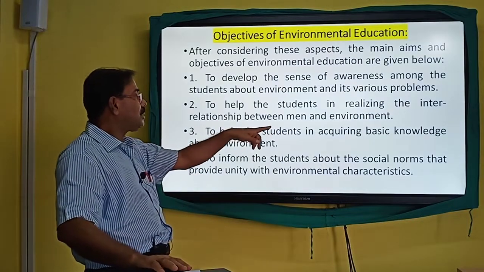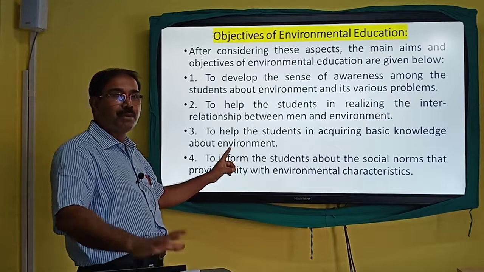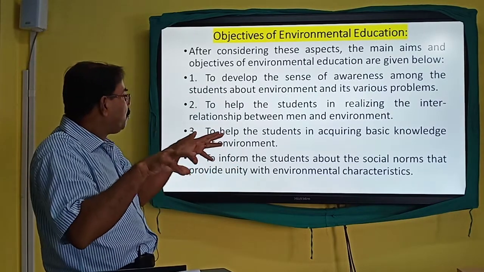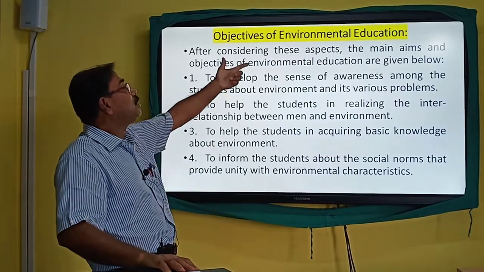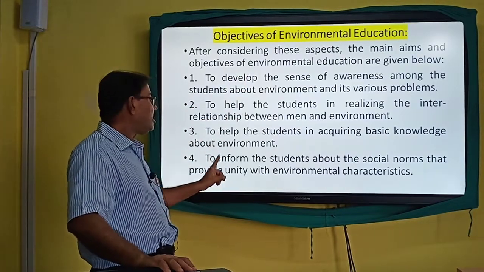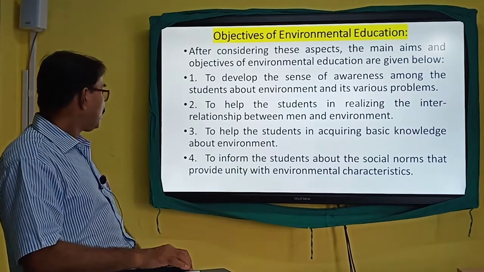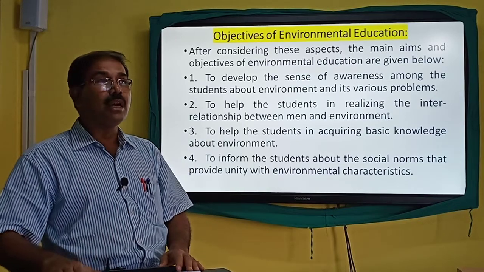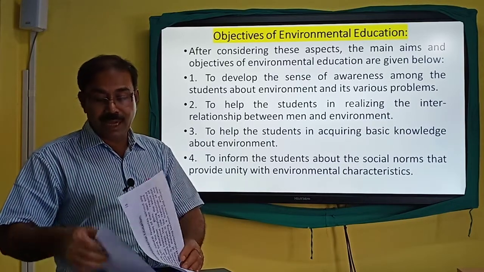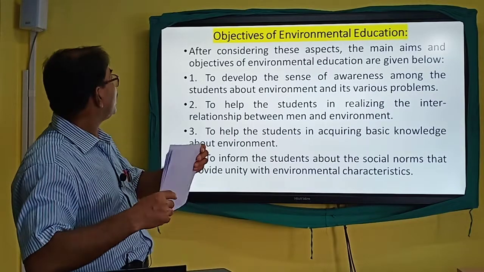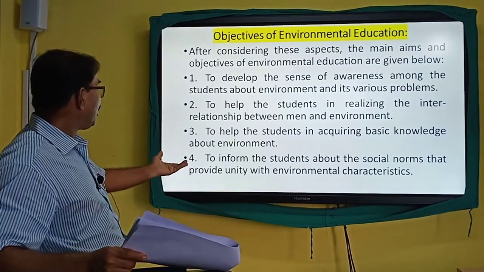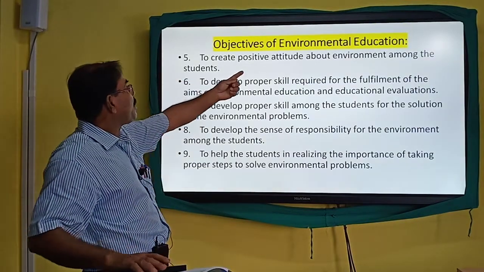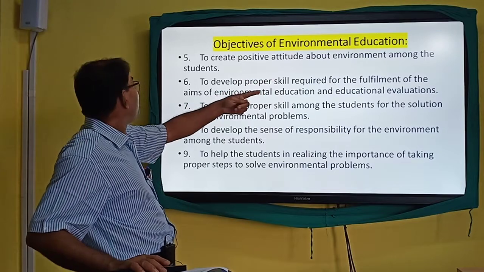To help the students in acquiring basic knowledge about the environment, you are to know the basics of everything else relating to the environment and your life needs. To inform the students about the social norms that provide unity with environmental characteristics, unity with environmental specialities that have special importance. And thenceforth we have to see the fifth one, means the next slide: to increase positive attitude about the environment among the students.